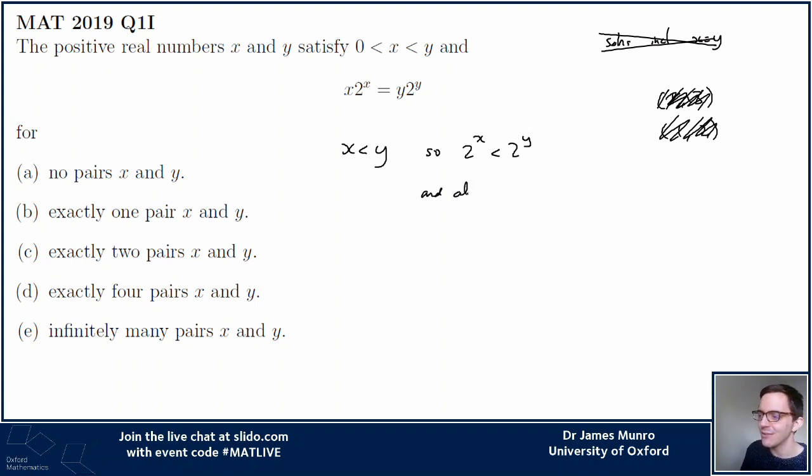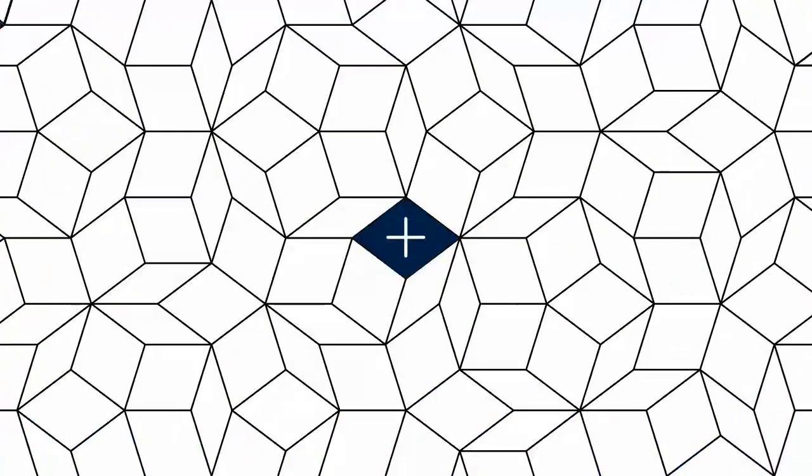And also, if you multiply two things, y is bigger than x, 2 to the y is bigger than 2 to the x. This thing on the right is just the product of two bigger things. If you multiply two small things together, you get something smaller than if you multiply two big things together. So these things can't be equal. The left-hand side is always smaller than the right-hand side. So that means there are no pairs x and y that actually satisfy this equation, if we're told that x has to be less than y. Okay, sort of infinitely many if we include x equals y, but the question has banned x equals y. Okay, that's question 1i.